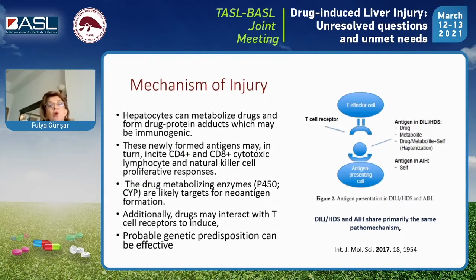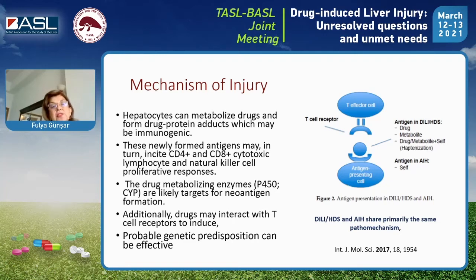How about the mechanism of injury? In fact, there is a similar pathologic mechanism between DILI and autoimmune hepatitis. There are two differences. One is the antigenic difference. In autoimmune hepatitis, usually self-antigens. In DILI, the drug or its metabolite or drug-protein adducts are the antigenic determinants. And the second difference is that in autoimmune hepatitis, the antigenic determinant constantly stimulates the immune system. But in DILI patients, this antigenic stimulation occurs during drug use.